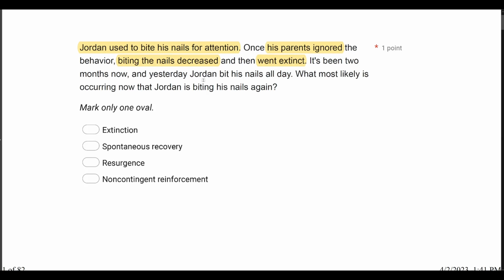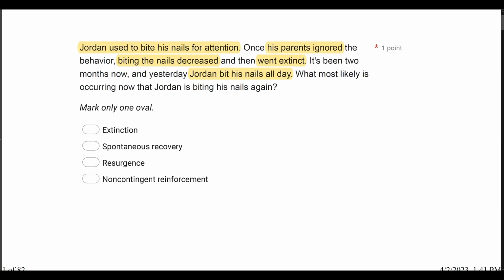Now, what happened? Well, 2 months later, Jordan is biting his nails all day. This behavior is suddenly back. And why? What do we call this? Extinction? Well, extinction was the procedure we used to reduce the behavior initially. So the behavior went extinct, extinction was effective, and now it's back. So when a previously reinforced behavior that was on extinction went extinct and then is back, we call that spontaneous recovery.